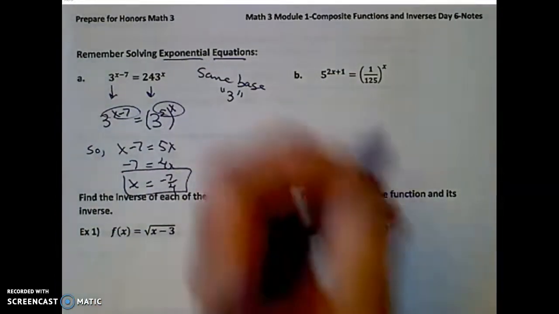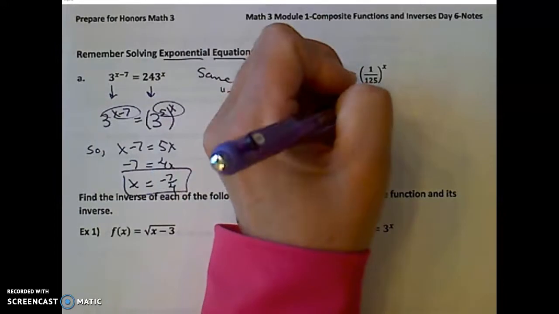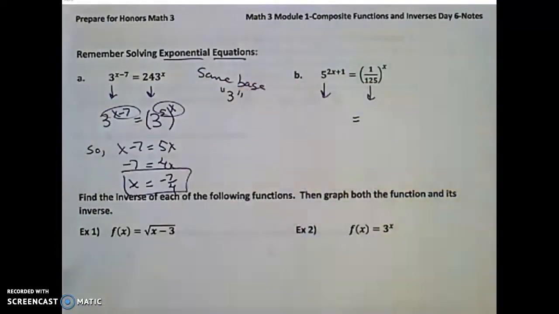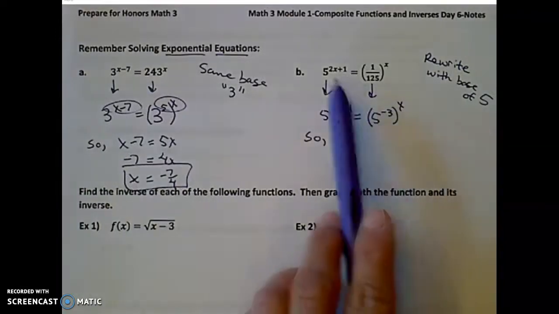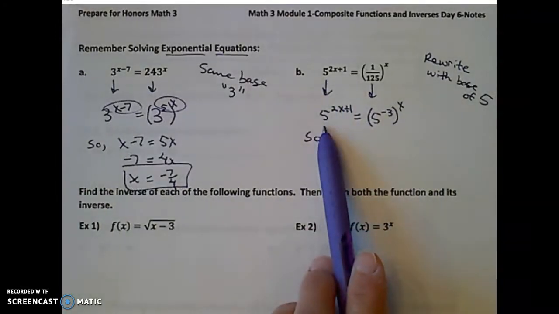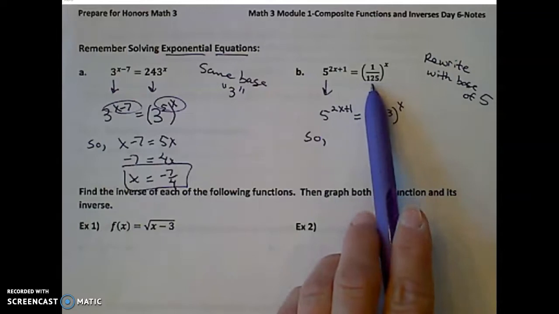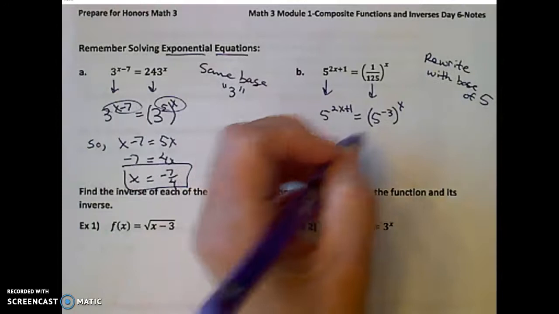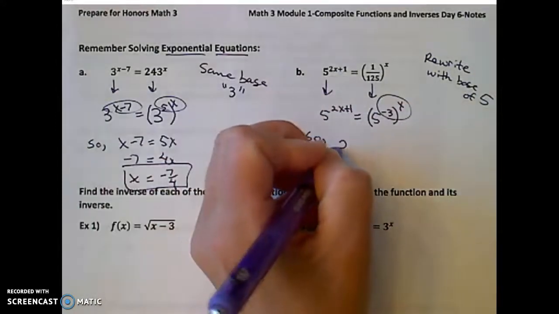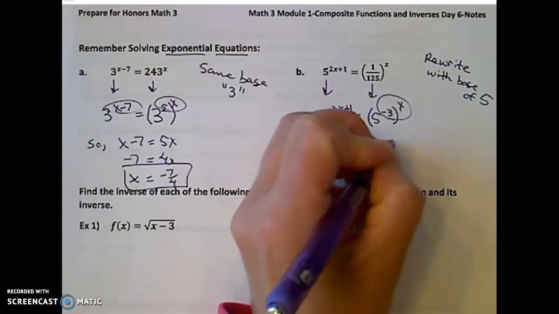Alrighty, please try to notice what base I need in that next case, and I'm going to force those bases to be the same. I'm going to rewrite both sides with a base of 5. This stays 5 to the 2x plus 1. 1 over 125 is actually 5 to the negative 3rd power. Then multiply those exponents, and I'm left with 2x plus 1 is equal to negative 3x.